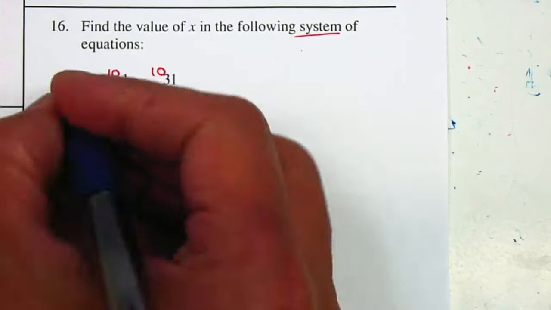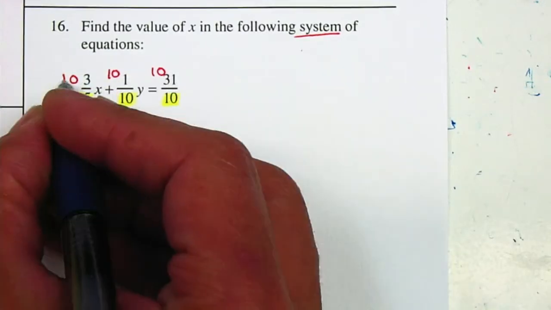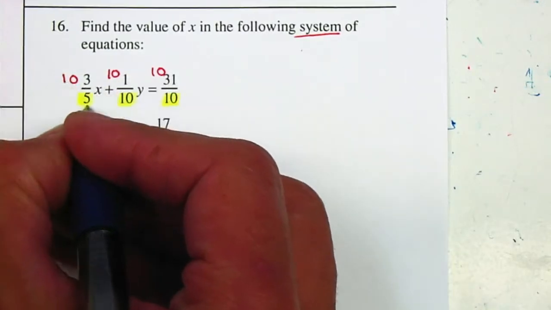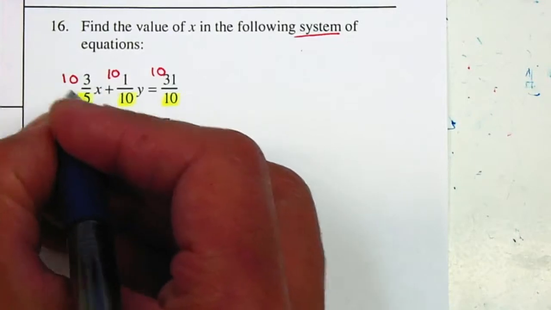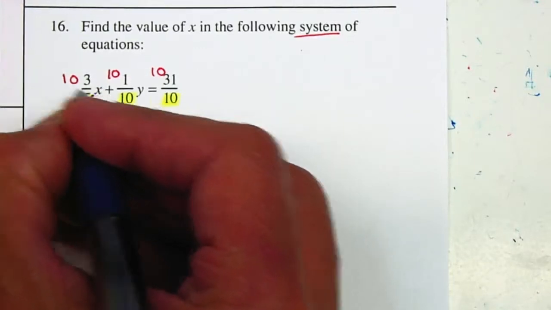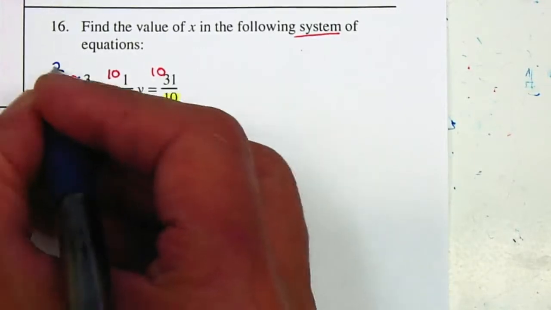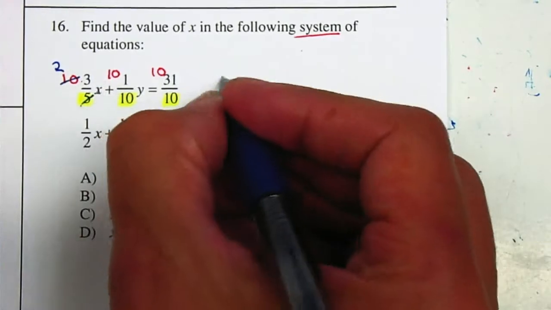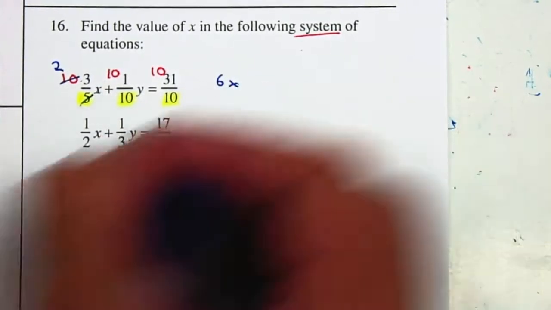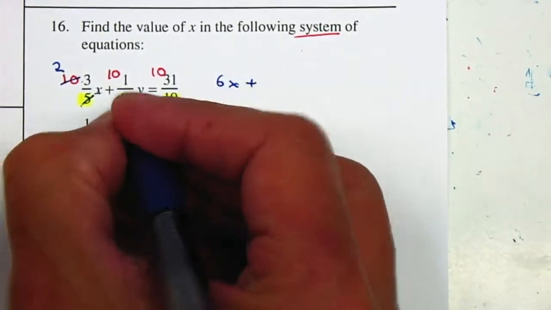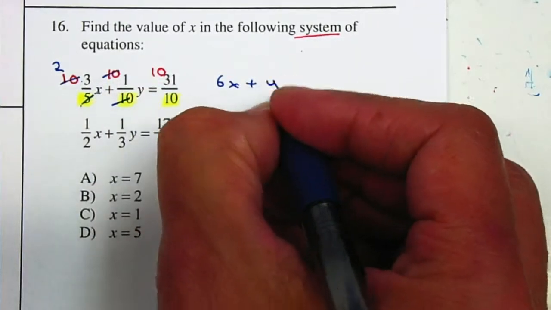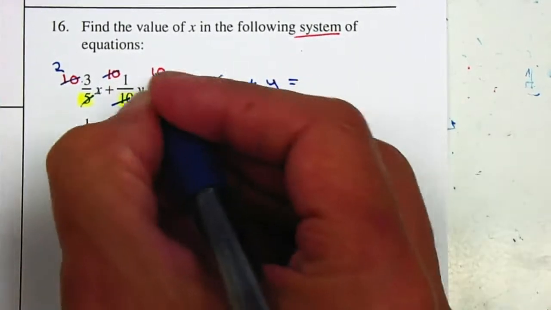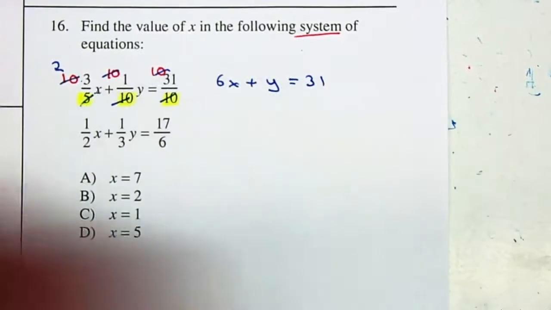On the first one, you can do two things. You can multiply 10 times 3 and then divide by 5, or you can cancel. So for example, I can cancel, divide by 5, gives me 2. 2 times 3 times x gives me 6x, plus the 10's cancel, so we have 1 times y is 1y, or just y. The 10's cancel, so we just have a 31.